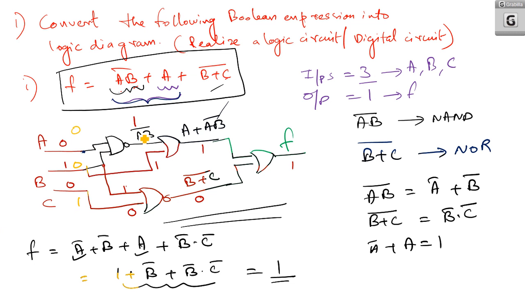Okay. What is AB bar? 0 0 whole bar. That becomes 1. Now here what happens? What is B or C whole bar? What is B or C? 0 or 1? 0 or 1 whole bar is 1. Okay. Now what happens? Now what is A or AB bar?